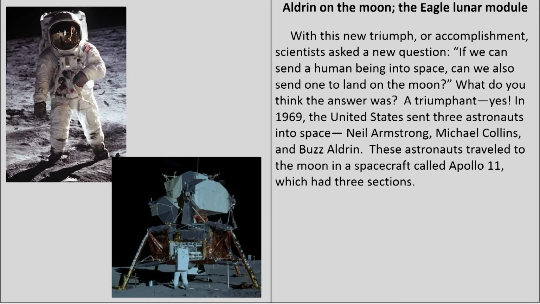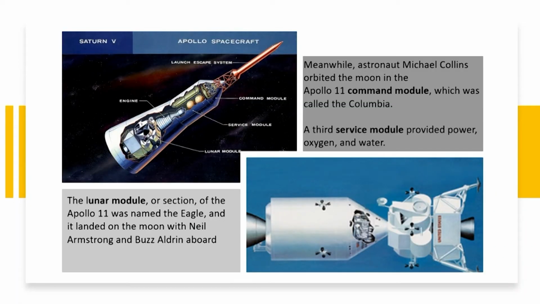These astronauts traveled to the moon in a spacecraft called Apollo 11, which had 3 sections. The lunar module of the section in the bottom left-hand corner was named the Eagle, and it landed on the moon with Neil Armstrong and Buzz Aldrin aboard. Meanwhile, astronaut Michael Collins orbited the moon in the Apollo 11 command module, which was called the Columbia. A third service module provided power, oxygen, and water.